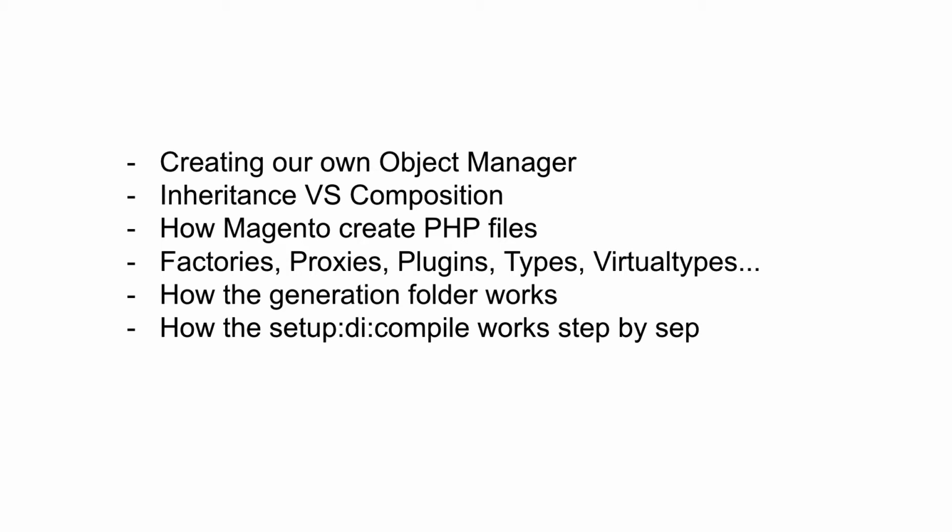We're going to understand everything about the generation folder, what files are created there, what's inside the code folder, what's inside the metadata folder, and we're going to understand 100% of that. Also, we're going to understand setup:di:compile. It's the CLI command. It has 9 operations or 9 steps, and we're going to understand each one of those steps, what they do, and how that works. So let's go to the video.